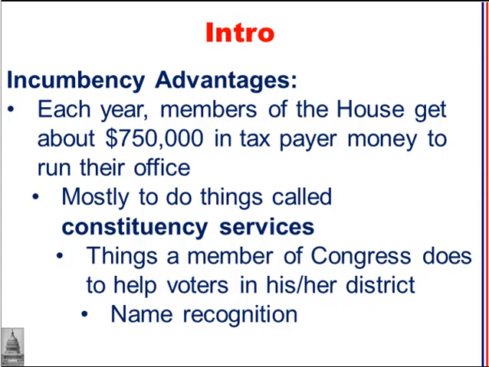It helps get that congressman's name out. It's an example of self-promotion. So that would be things like helping a constituent who needs assistance with a passport application, or helping a business wade through some paperwork. Anything that a congressman does to help their constituents as part of their normal job as a congressman is a constituency service.